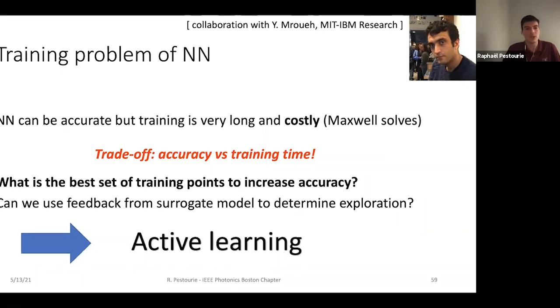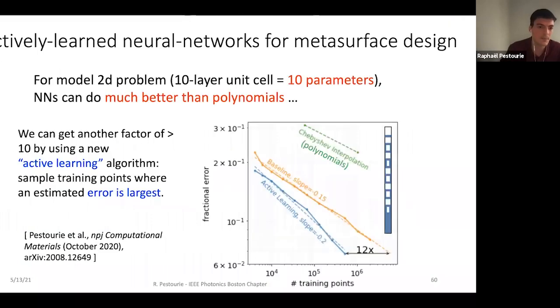And for that, we want to use feedback from the learning itself, and this is called active learning. That's some work I did last year, that we published in npj Computational Materials, where basically it's an algorithm that will help you with the exploration-exploitation trade-off. You want to explore, meaning you want to find the points where you want to solve your Maxwell's equations to train, but you don't want to explore too much because this costs you time and computational resources.